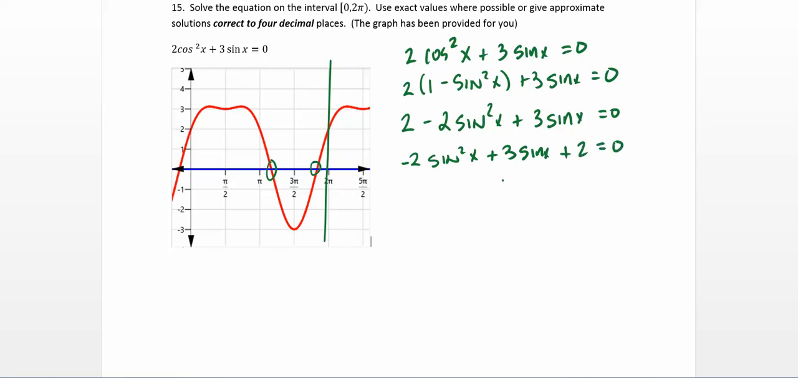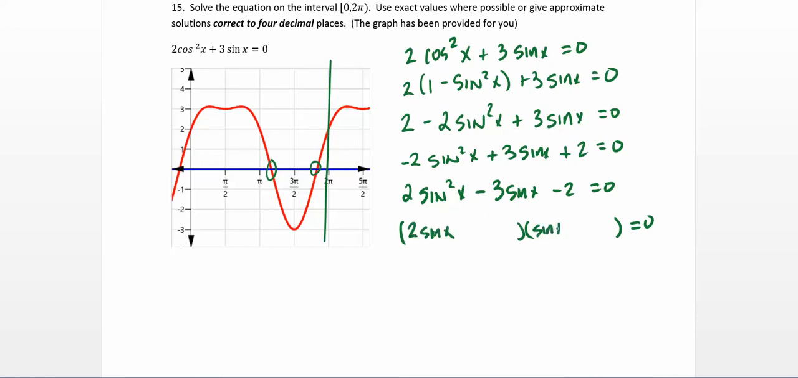I have something squared plus something and then a constant on the end. So I'm going to multiply everything by negative 1 to give me 2 sine squared x minus 3 sine x minus 2 equals 0. And you know what? This can factor. I know it doesn't look like it, but it totally can. 2 sine squared would be 2 sine x times sine x, right? 2 sine x times sine x is 2 sine squared x. Then I have the number negative 2. Well, how about negative 2 and 1? So 2 sine x times negative 2 is negative 4 sine x, plus a sine x is a negative 3 sine x. So this totally factors.